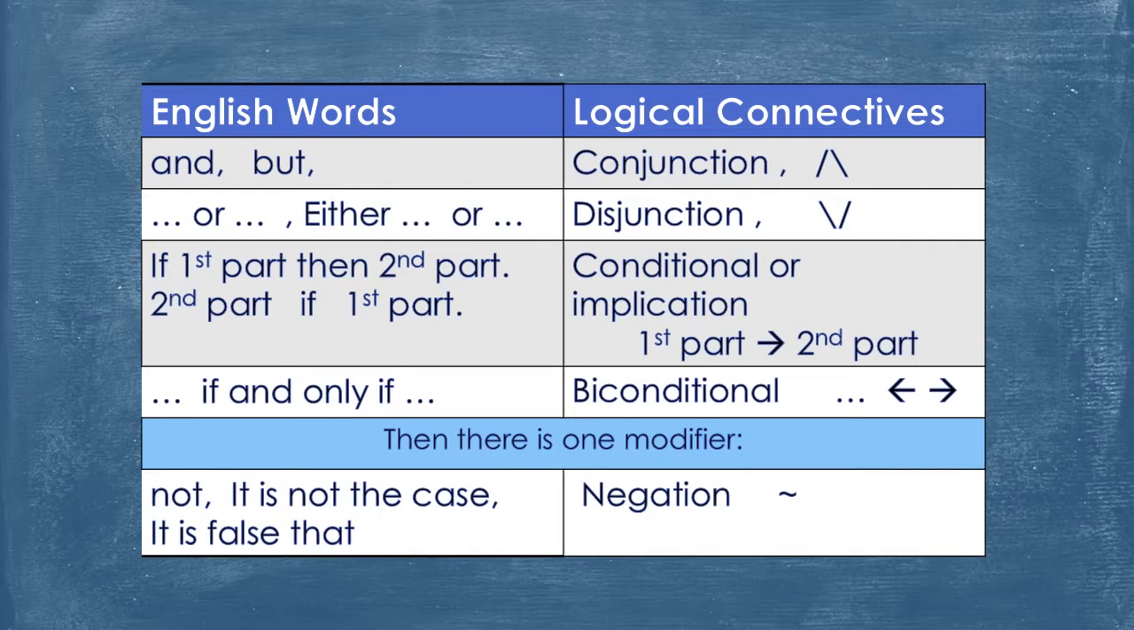So the logical connective that's associated with and, but is the conjunction, and it's symbolized as an upside down V. The logical connective associated with or, either or is a disjunction, and it's symbolized as a V. When symbolizing a statement with either or, we would just put the symbol for disjunction where the or appears.